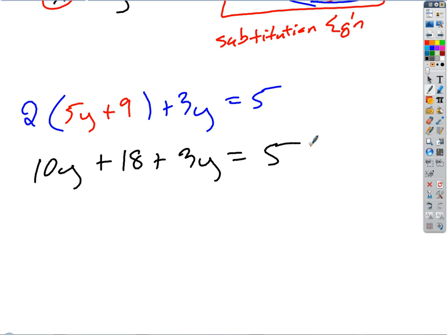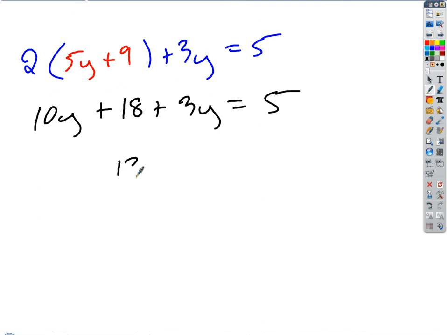Combine some steps, and I want you to write down: get all the y terms on one side and all the constants on the other side. What do you end up with if you do that? 13y. Okay, so y equals, okay, good. So y equals -1.